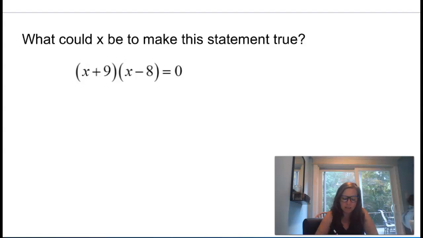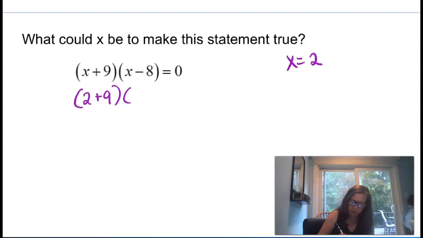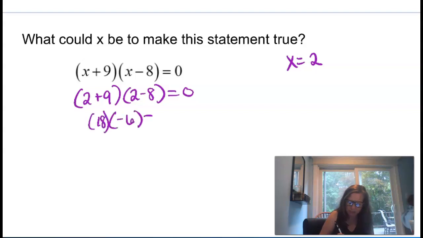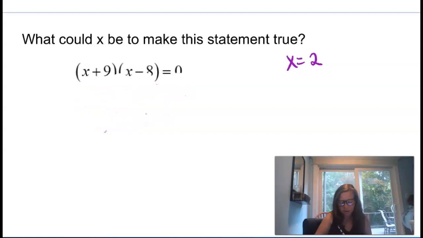So let's just think about this. There are already two factors, those binomial factors, x plus 9 and then x minus 8. So let's say I said that x was 2, right? Let's pretend x is 2 and see if that works. So 2 plus 9, and then 2 minus 8, that's going to be 18 times negative 6, which definitely does not equal 0. So you want to think, what would make something 0?